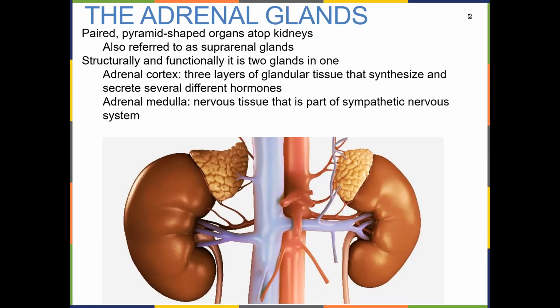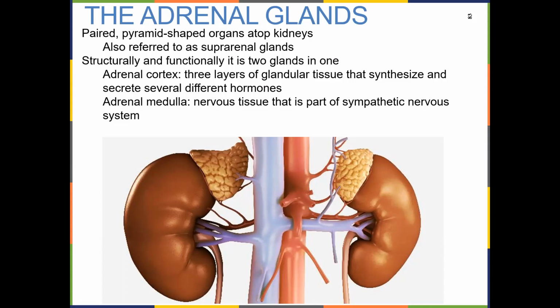The adrenal glands are pyramid-shaped structures that sit on top of the kidneys. They are not connected to the kidneys. It's just a convenient place to put them. The adrenal glands have two layers. We have a cortex and a medulla. Within the cortex, we have three sublayers and produce three distinct types of hormones in there.